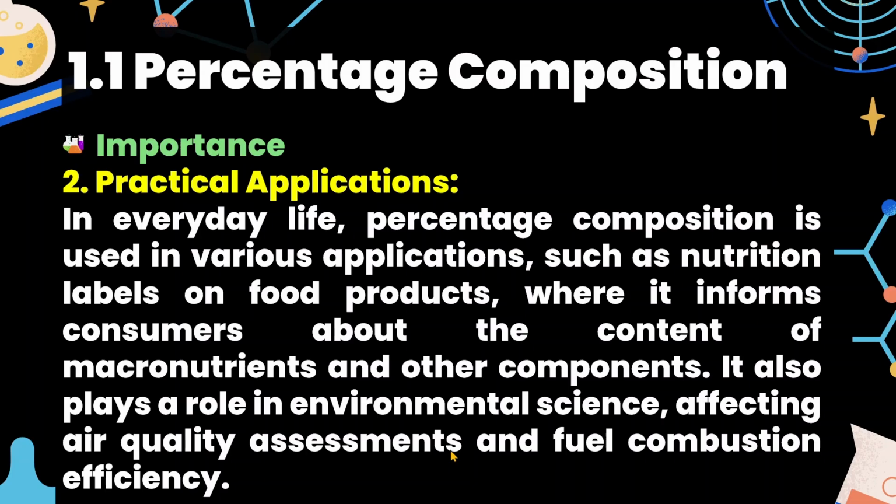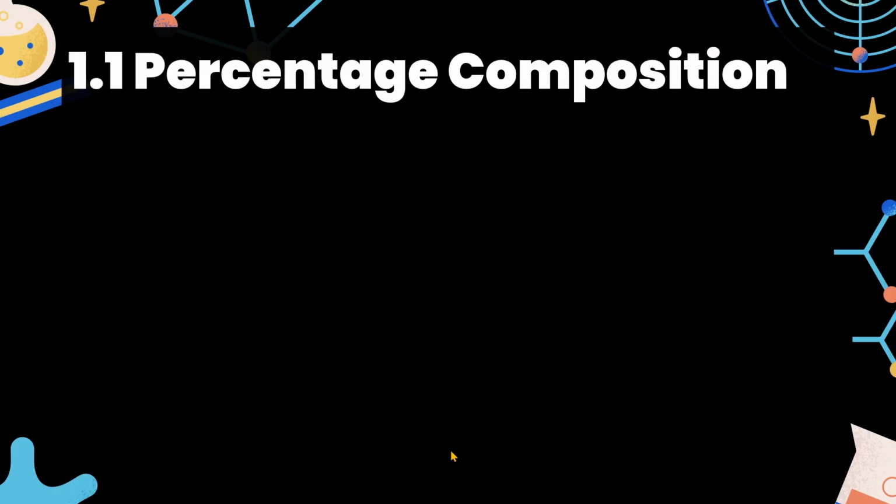So, ginagamit natin to sa everyday life din, di ba? Just like when you're buying food and you are reading its nutrition labels, nakikita natin ang percent ng protein, ng fats, ng carbs. It tells us what's inside the food we eat. In environmental science, we've mentioned ginagamit ang Anachem to assess air quality and fuel efficiency para malaman kung gaano kaayos ang combustion process. Okay, so how do we determine and solve for the percentage composition of a substance?